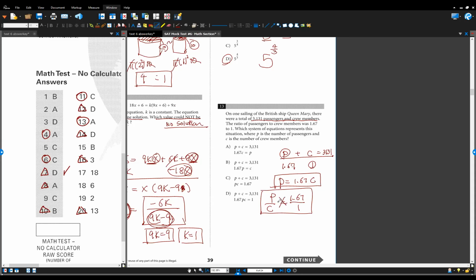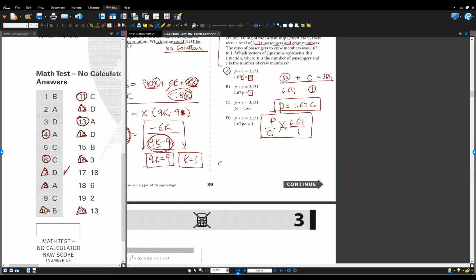You can use cross multiplication. P equals what? 1.67 times C. That means what? Passengers is what? 1.67 times crew, okay? That's choice A, the answer, okay? Just what we interpret, written in algebraic form, okay? That is number 13.